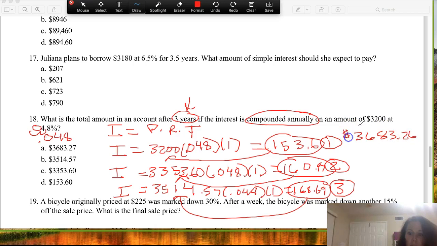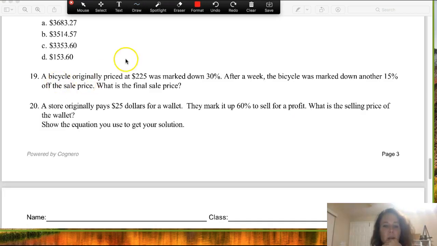And that's how much I would make after 3 years compounding. So it looks like this. They rounded it up 1 penny, but this is what I would have. All right, a bicycle originally priced at $225 was marked down 30%. After a week, it was marked down another 15%. What's the final sale price?